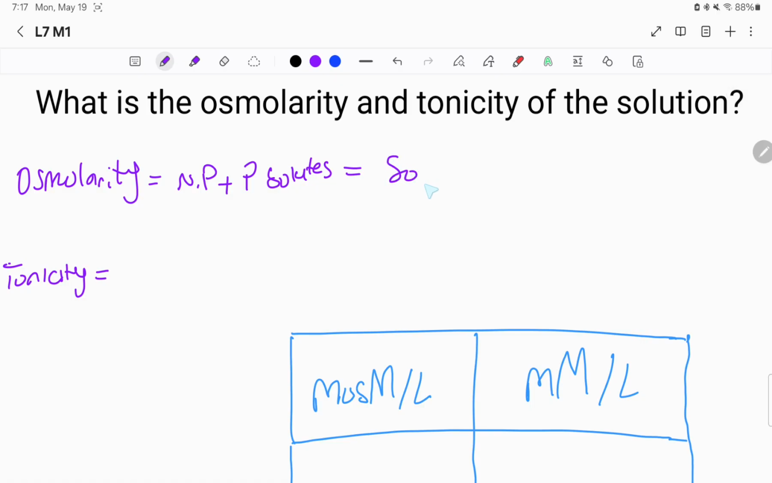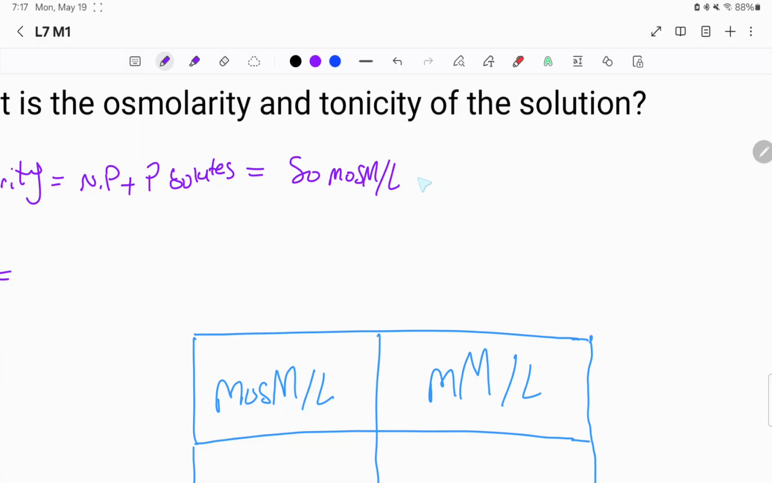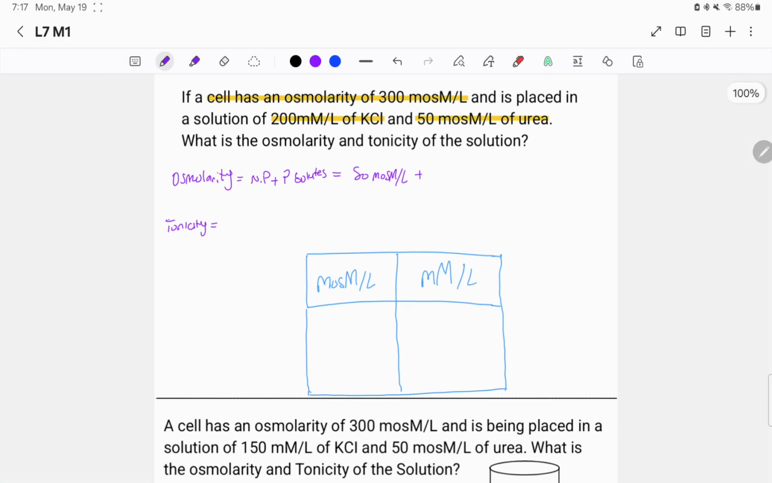So we have 50 milliosmoles per liter of urea plus. Where's the non-penetrating solute? Okay, 200 millimoles. But it's actually wrong to write 200 millimoles of potassium chloride. You know why it's wrong? Because the units millimoles per liter actually measure the concentration of a compound in a solution, whereas milliosmoles measures the concentration of a solute in a solution.